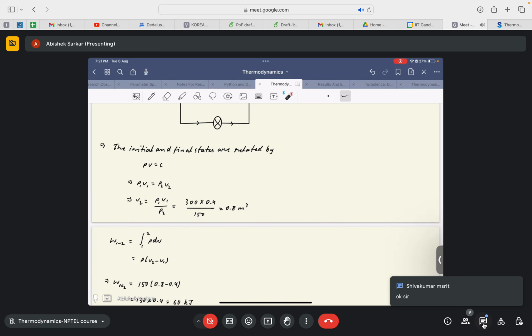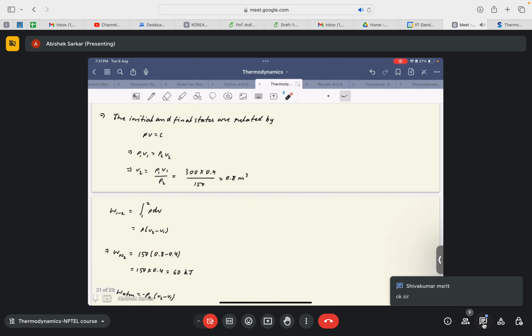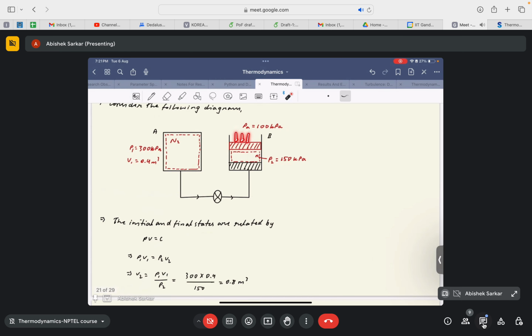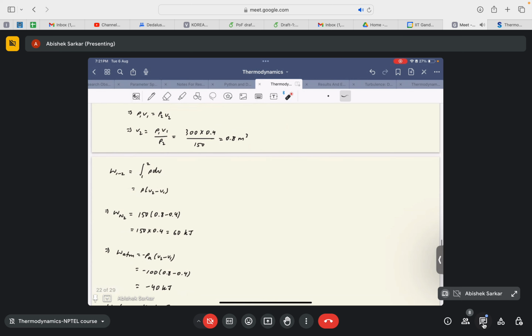Yes. Then we substitute the value of the pressure P, the steady state pressure, which is 150 kilopascal, and substitute V2 and V1. So we get that work done by nitrogen gas is 150 into 0.8 minus 0.4. So work done by nitrogen gas is 60 kilojoule. Okay, and this will be positive. Why? Because the gas is expanding, the piston is moving up against the atmospheric pressure, so the work is done by the system on the atmosphere. Okay, so that is equal to 60 kilojoule.